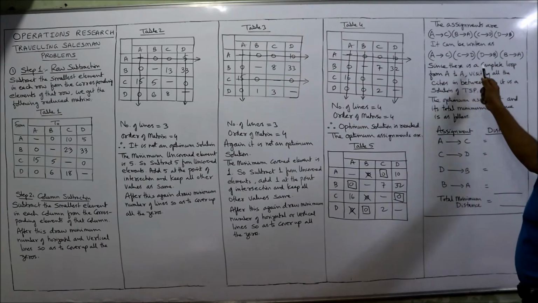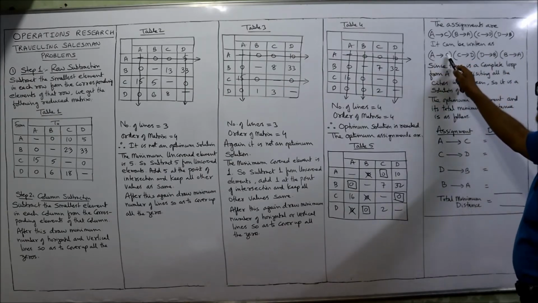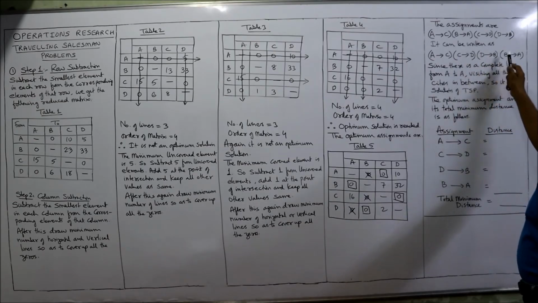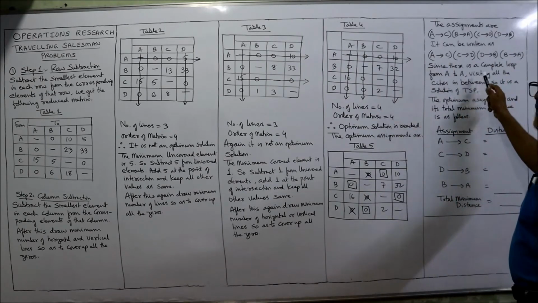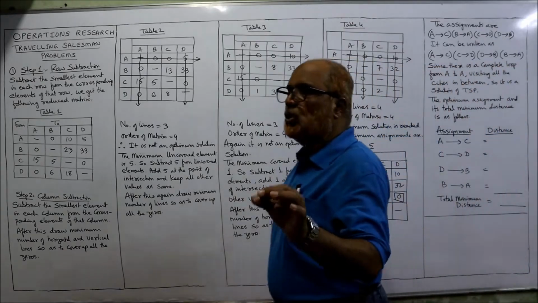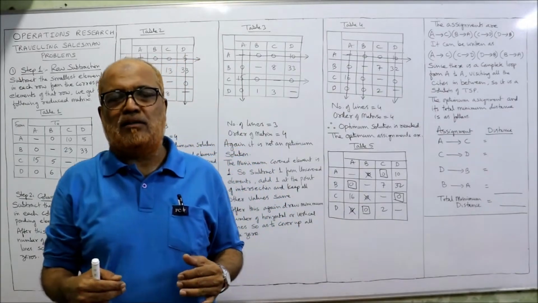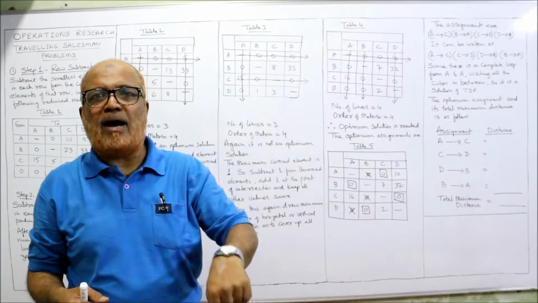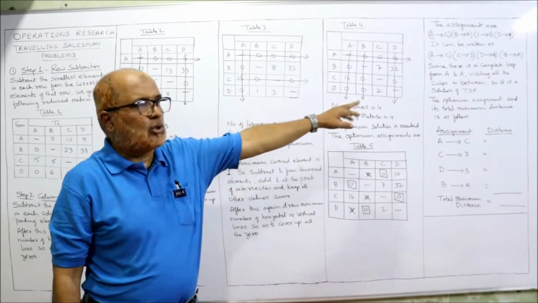So there is a complete loop formed from A to A. From A, he should go to C. From C, he should visit D. From D, he should visit B. From B, he has to come back to A. So there is a complete loop from A to A. So this shows that it is the solution of TSP. In between, he has not come back to A city. After visiting B, C, D once, he has come back to A city. That is the final solution of TSP.